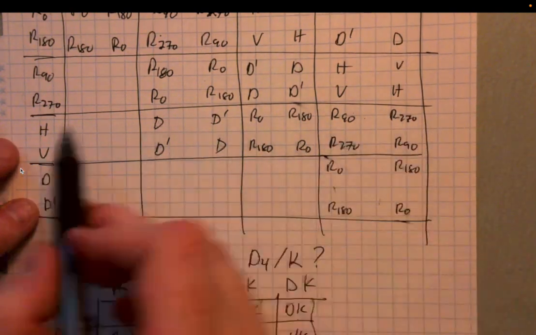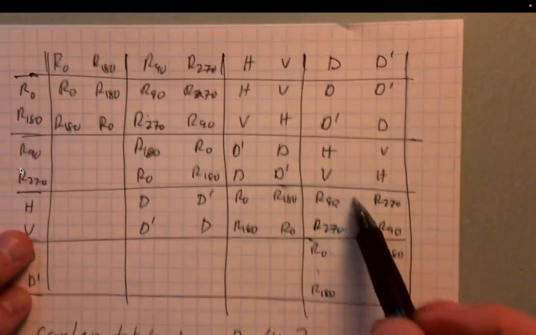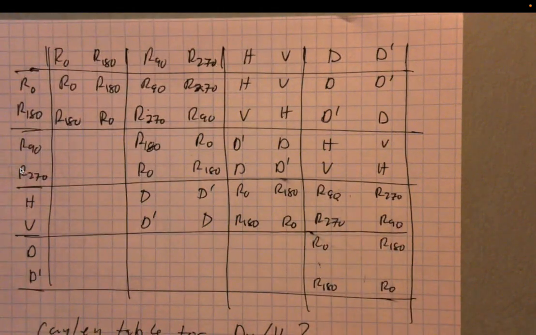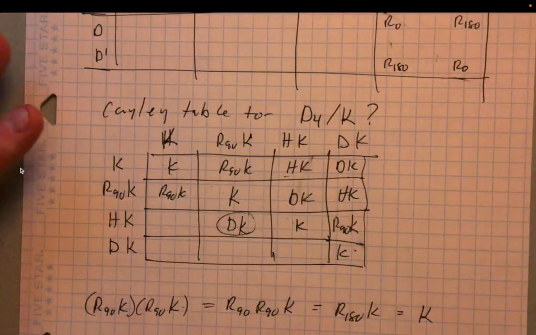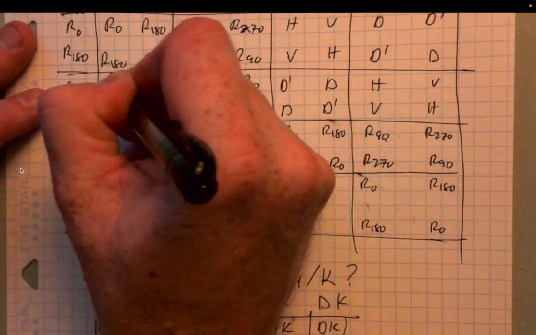Right? And you can confirm this. H and a D better give you an R90. A V and a D better give you R270. And it does, right? So these tables just collapse down, right? So let's fill in the rest just so you can check this.